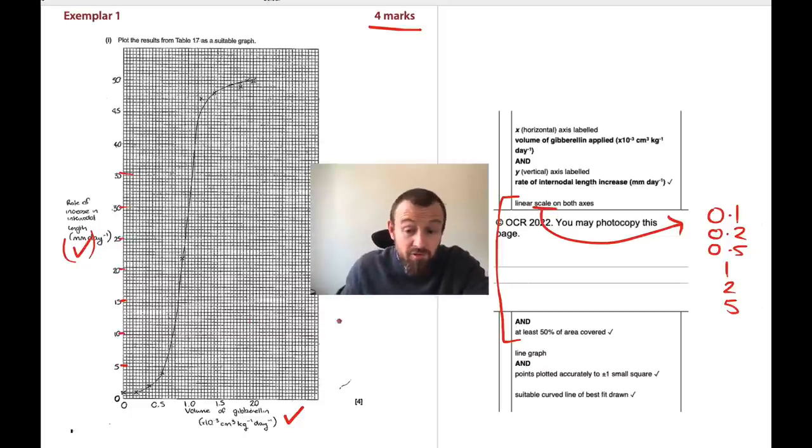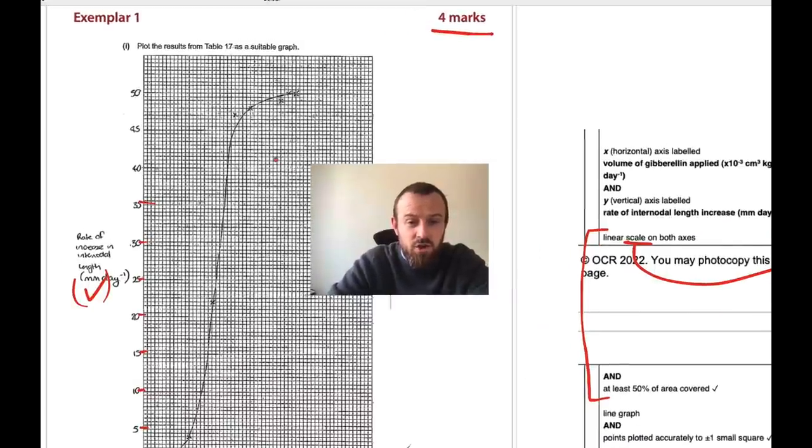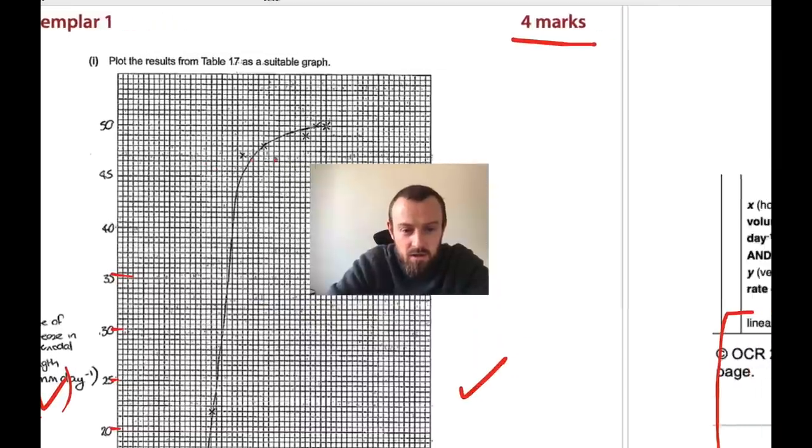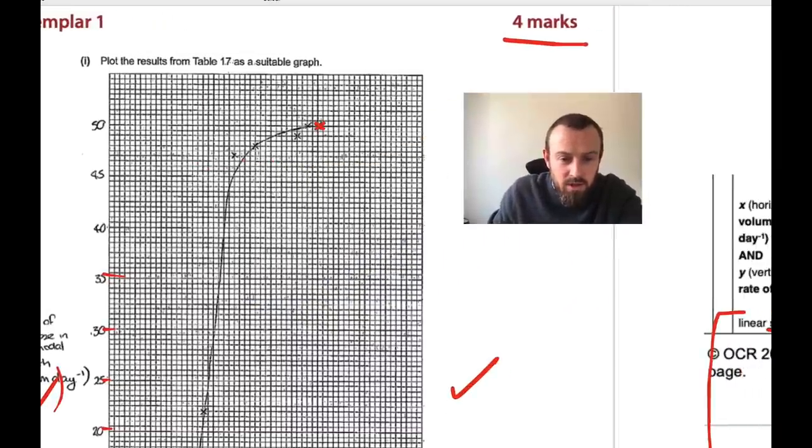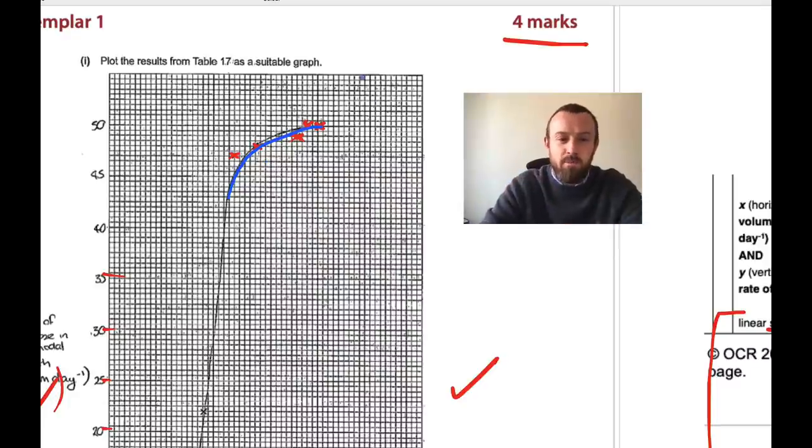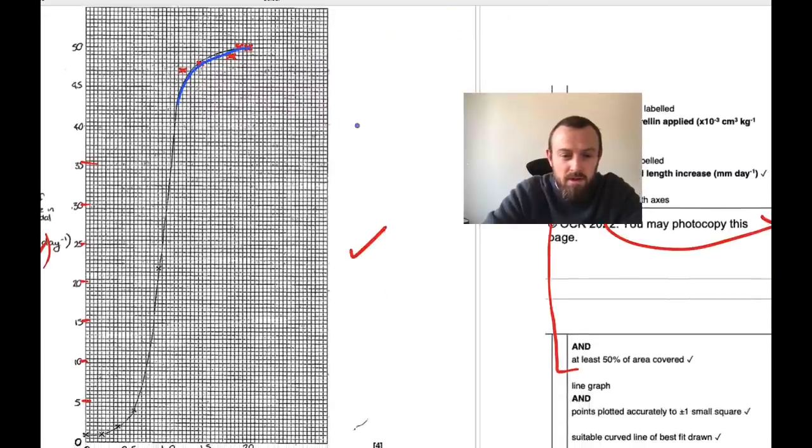Okay, it's a line graph. The points are plotted accurately to within plus or minus 1 small square, and there's a suitable curve, a line of best fit. So it's a line graph, the scale is good, and it's a curve of best fit. Now notice carefully here, let's just zoom in on this person's plot. You see how these points here, this is where the actual points are, but their curve doesn't try and get to all of them. It recognizes that we can do a curve of best fit, which kind of approximates those points. Let's look at a couple more examples and you can see where you went wrong.